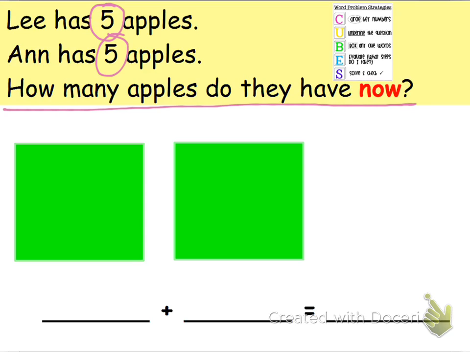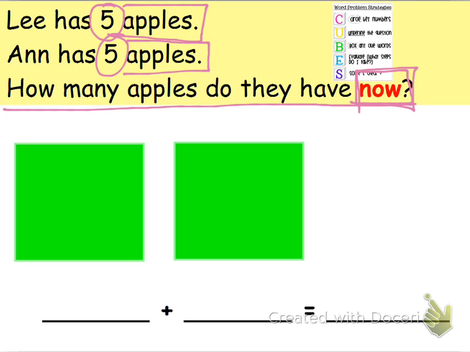So we have to box in clue words. We know that Lee has 5 apples. We have to figure out Lee has 5 what? 5 dogs, cats, mice? What do they have? Well, we know that Lee has 5 apples. We know that Anne has 5 apples. How many apples do they have now? We're going to box that in as well.